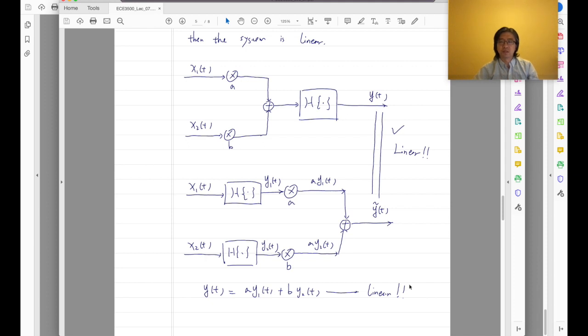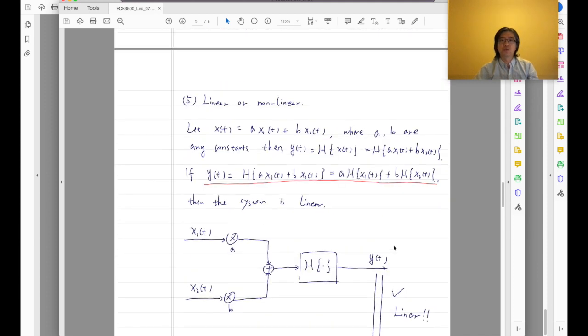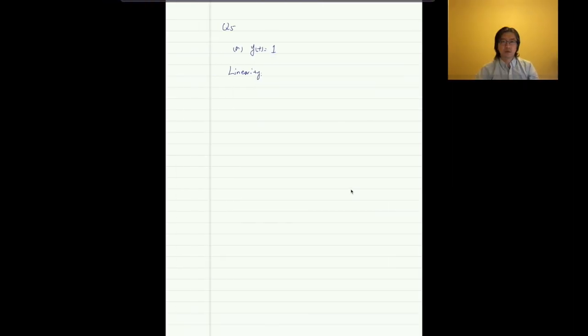So in order to determine whether a system is linear or not, we just need to verify whether these two outputs are equal. Let's try that. If the input is a x1(t) plus b x2(t), and we pass it through the system, h of a x1(t) plus b x2(t), this is 1, because no matter what the input is, the output will be 1.